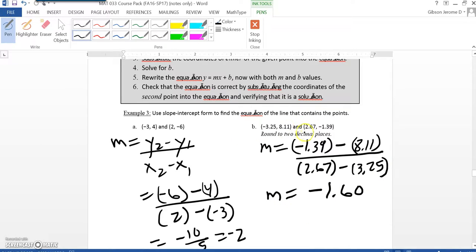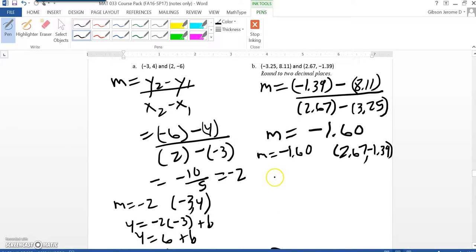So now we could take one of 2 points here. I probably would take the second point this time. So we had m is equal to a negative 1.60. And then we will have our ordered pair 2.67 and a negative 1.39. So now we will put this in y equals mx plus b form. Y will be a negative 1.39. The slope is a negative 1.60. The x is 2.67 plus b. Now, we know this is 1.6, but let me clean that up a little bit.